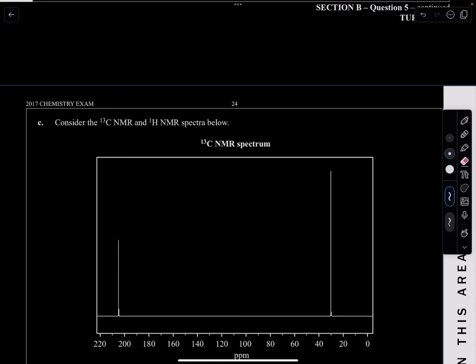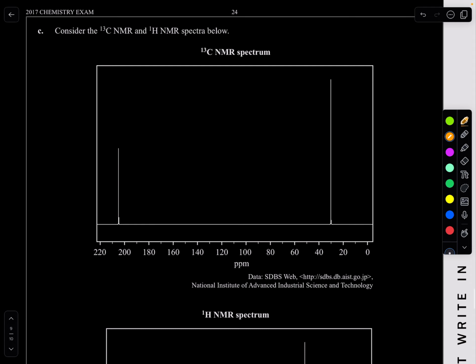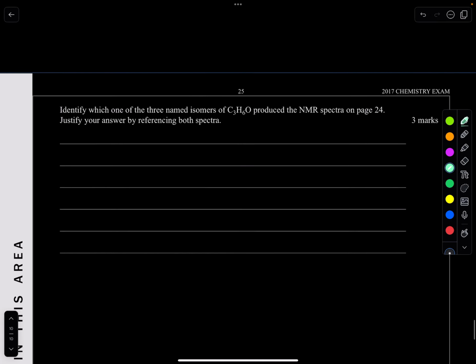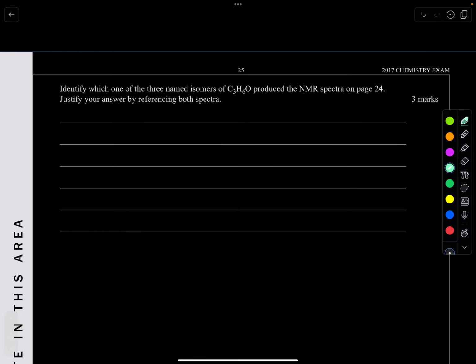Consider the carbon NMR and hydrogen NMR. I love these ones. Having a look at this, we have straight away 2 carbon environments and 1 hydrogen environment. Identify which of the following 3 named isomers produces this NMR spectrum on page 24. Justify your answers referencing both spectra.